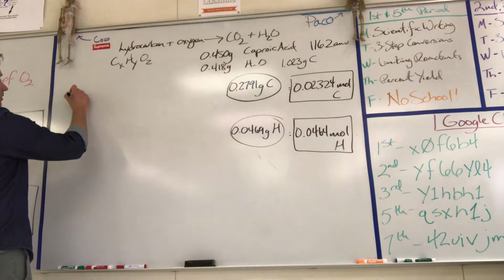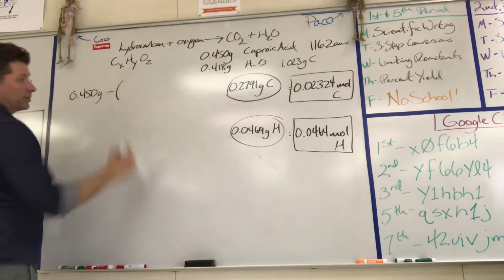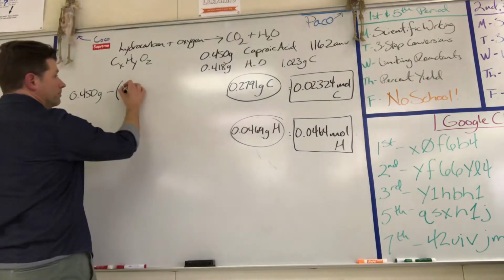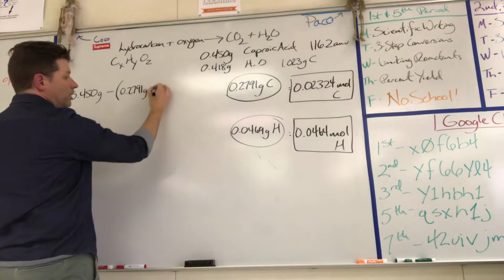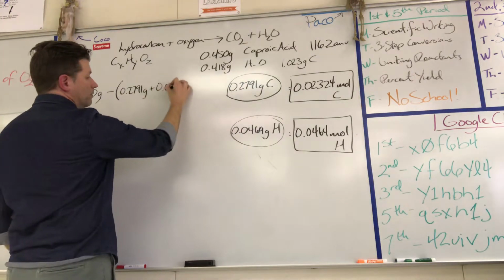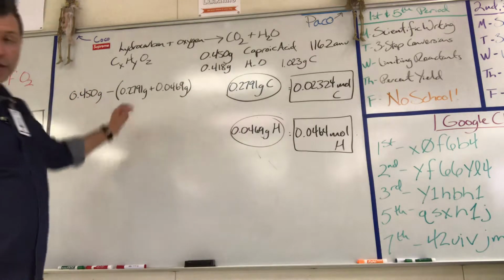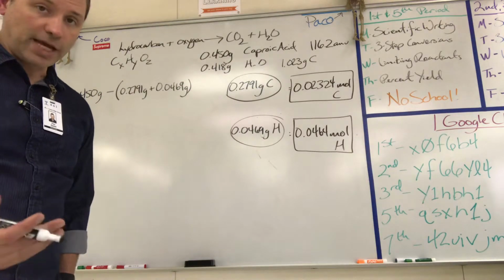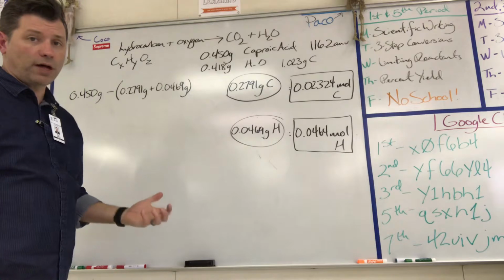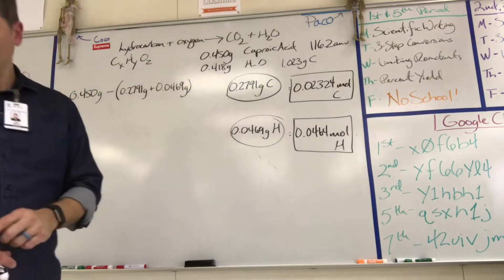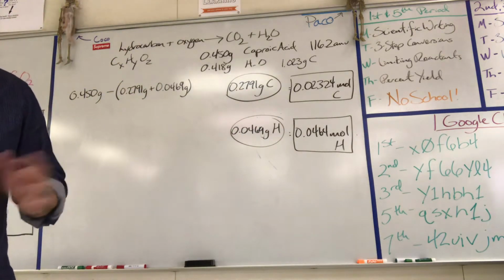Well, if I take 0.450 grams and I subtract these two numbers added together, 0.2791 grams plus 0.0469 grams. I do that calculation. It's going to tell me how many, because that's grams of carbon, grams of hydrogen. It's going to tell me how many grams of oxygen I have. Okay? Because conservation of mass, you can't create, you cannot destroy, you can only change matter or shapes or states.